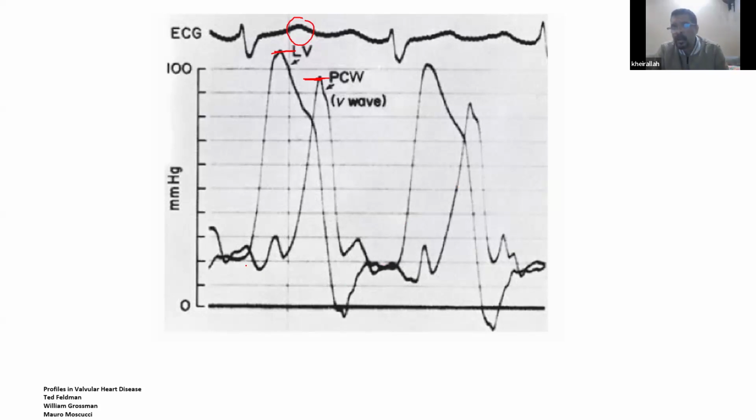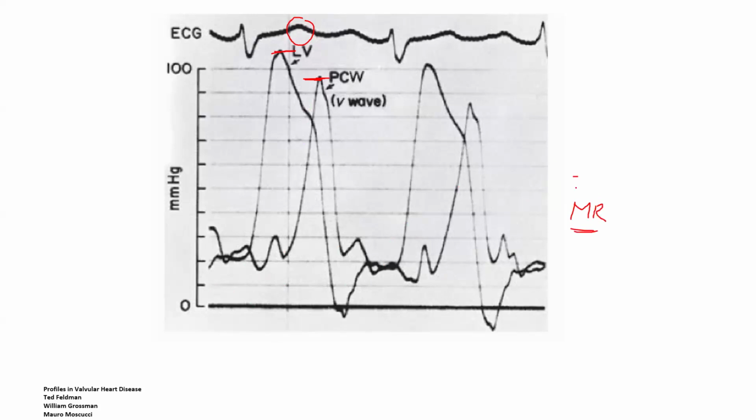What does that mean? A high V wave in the wedge tracing. It's MR. MR. Very good. This is MR. Not only MR but severe MR. So when the V wave reaches this height, this is severe MR.